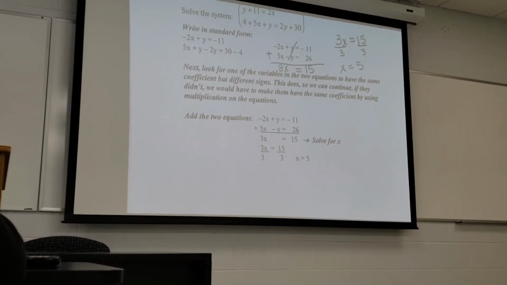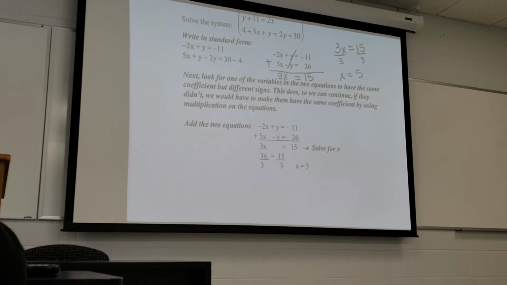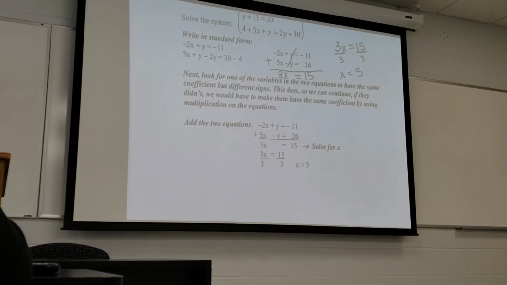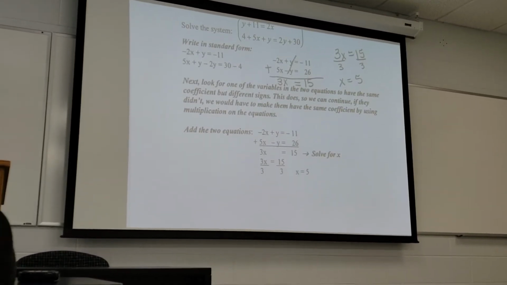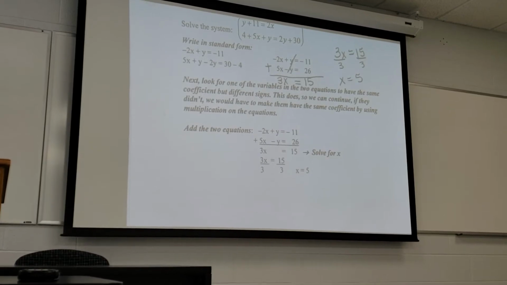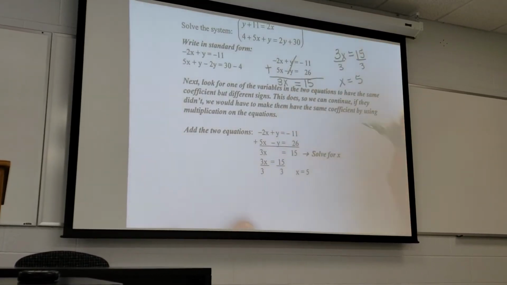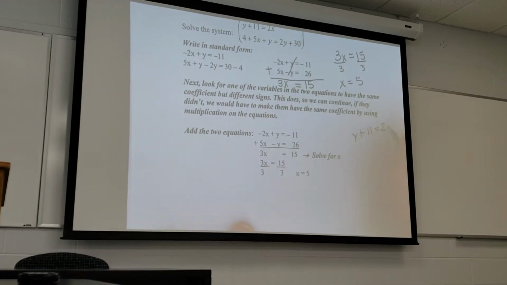It, I get x equals 5, and that is not my answer. That is only half the answer. It doesn't matter which one I choose, but it has to be the original equation. So I'm going to take the top one, which says y plus 11 is equal to 2x.